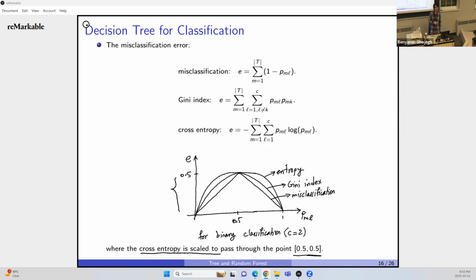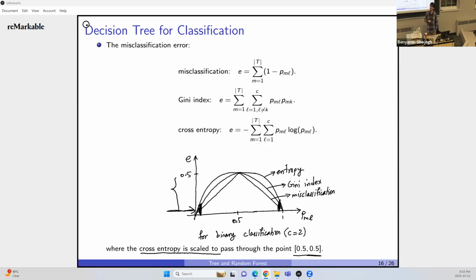Does this plot make sense? What is it saying? Let's analyze this plot. We want to minimize the error, right? So the error should be around here, right? Where do I have this? Either here or here.